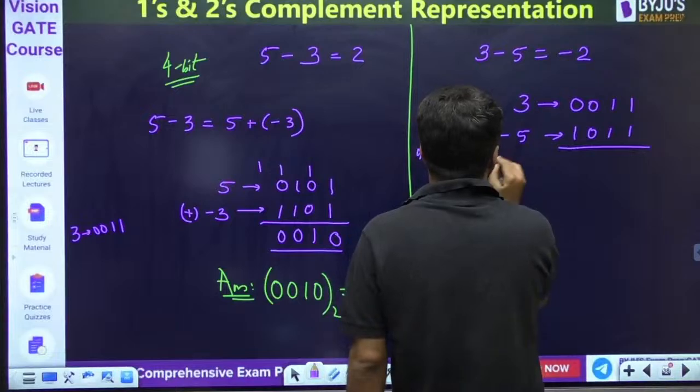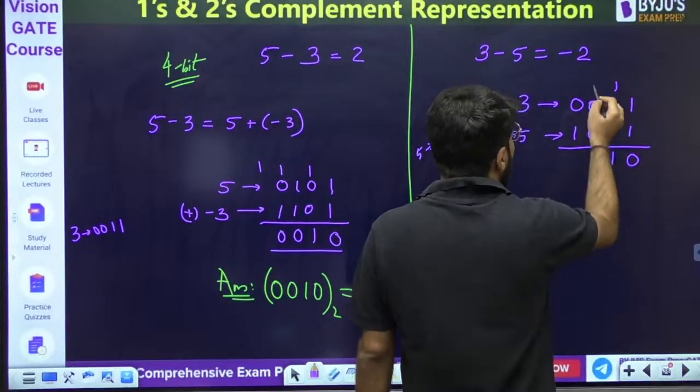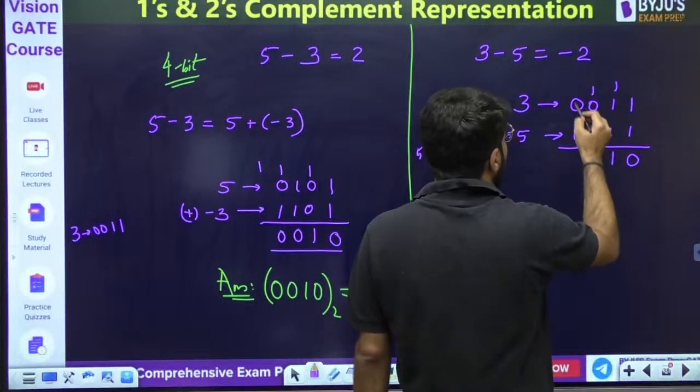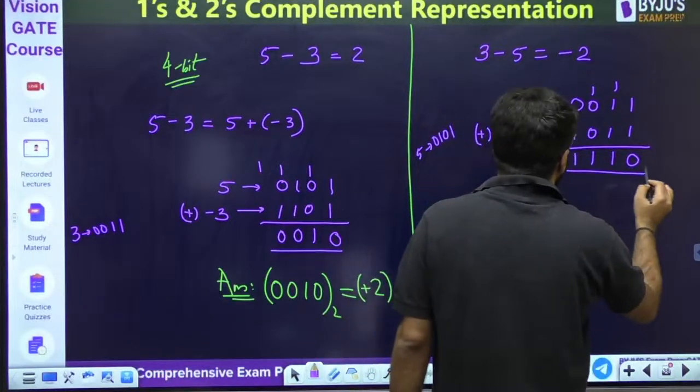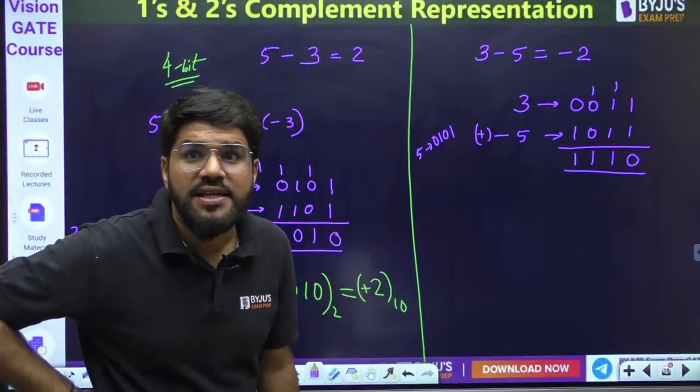Now I will add 3 and minus 5. So 1 plus 1, 0 carry 1. 1 plus 1 plus 1 is 1 carry 1. 1 plus 0 is 1. 0 plus 1 is 1. So my answer is 1110. Arre, this is 14? No. It is a signed number.